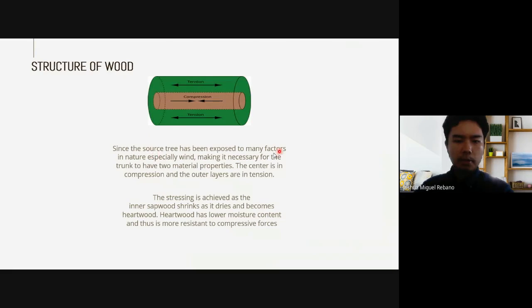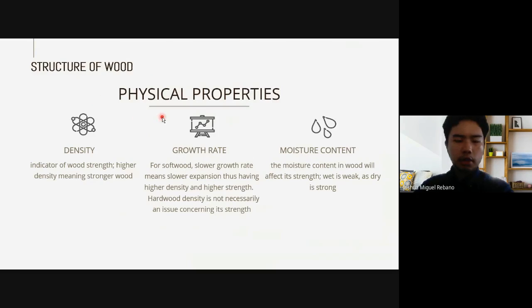So let's move on to this. Since the source tree has been exposed to many factors in nature, it is necessary for the trunk to have two material properties: the center is in compression and the outer layers are in tension, as portrayed in this picture. So the physical properties of wood are three: density, the indicator of wood strength; the growth rate, or how the wood grows; and the moisture content, which will also affect its strength. When wood is wet, it is weak, and when it's dry, it is stronger.